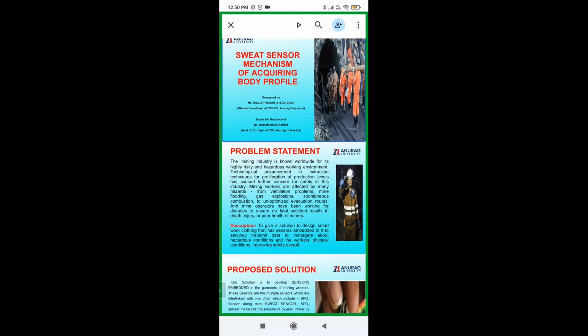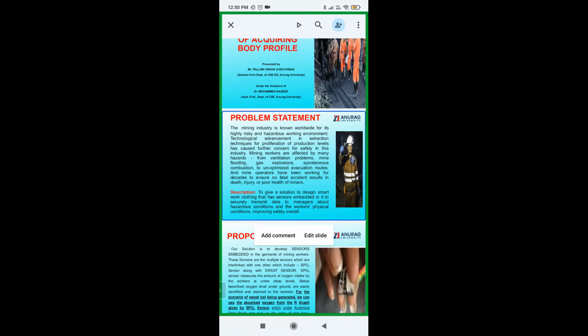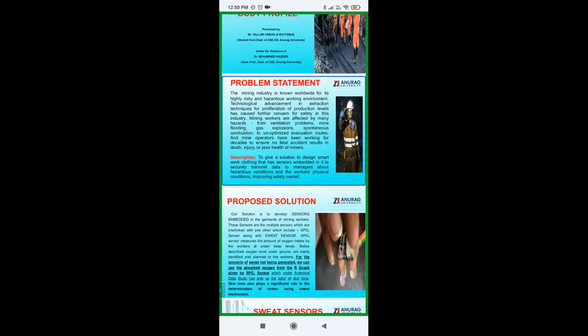So our problem statement is, what we have done is, for the mining workers, we have designed a watch, you can say a watch which works on sweat sensors. We have chosen sweat sensors because we have found some errors in the results obtained from the EEG and the ECG sensors. So our problem statement is basically for the mining workers who are exposed to many accidents and hazardous conditions.